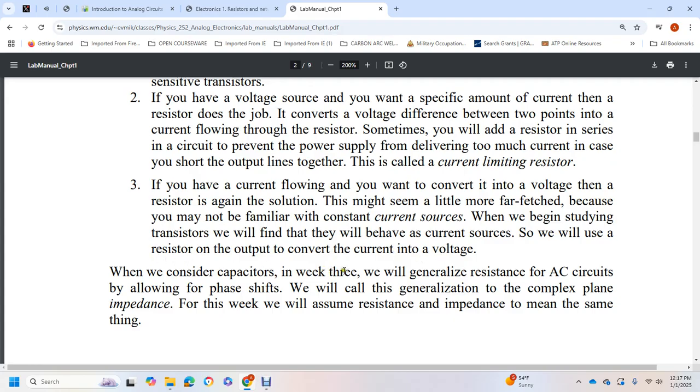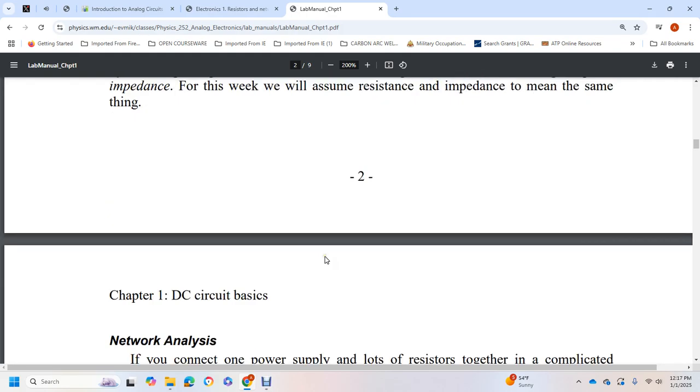When we consider capacitors in week 3, we will generalize resistance to AC circuits, along with a phase shift that we will call impedance, a generalization using the complex plane. For this week, we'll assume that resistance and impedance are the same.